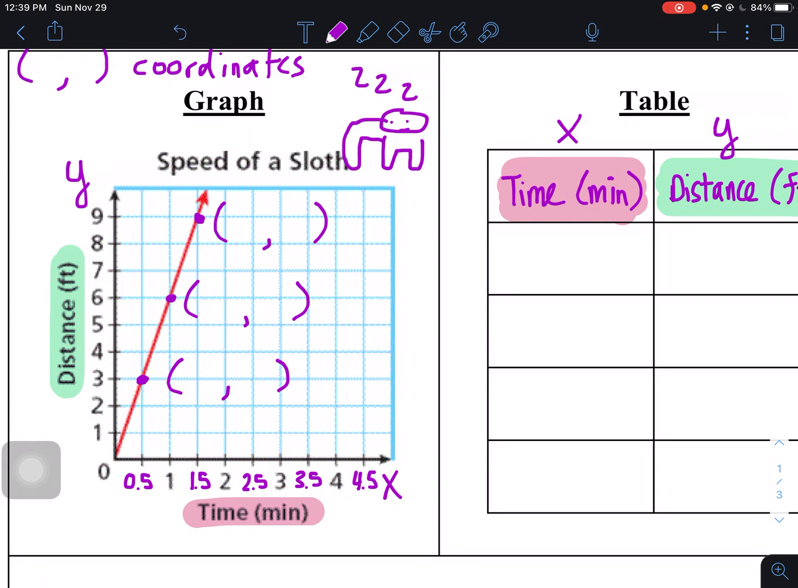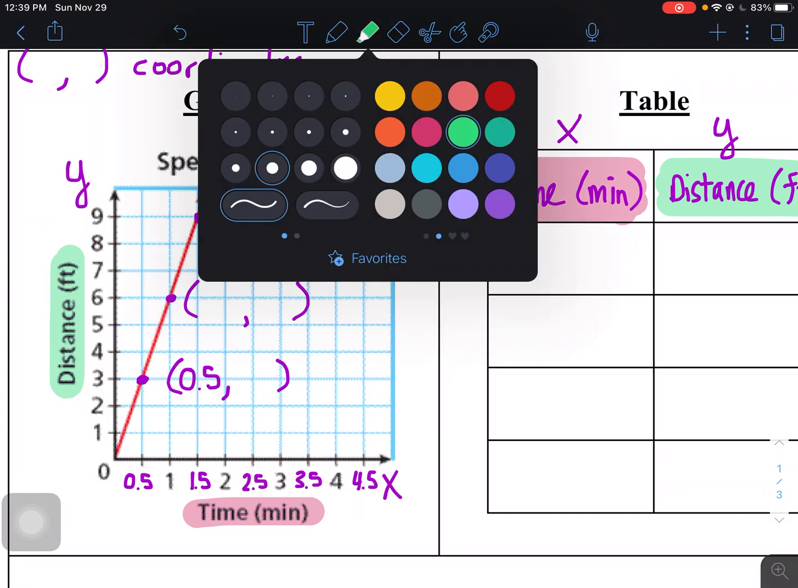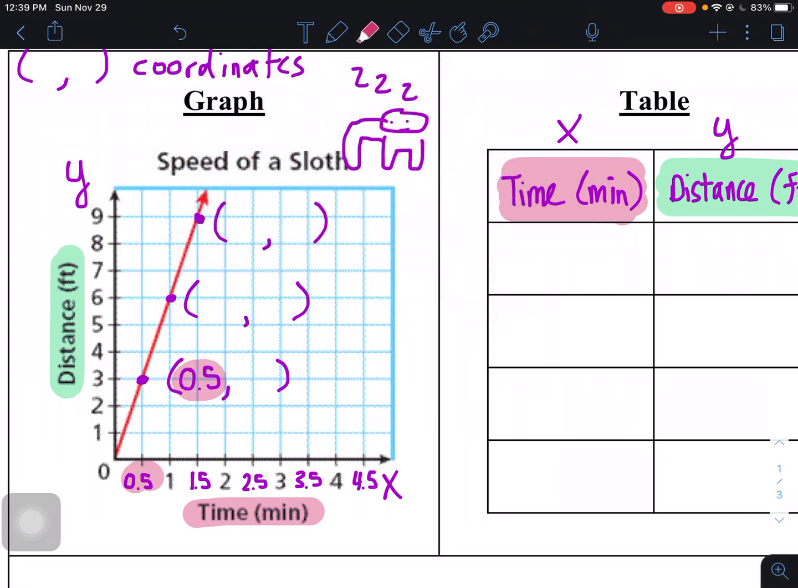All right, let's look at our first point here. So my time comes first, so I'm going to start at this point and go down till I get to this point, 0.5. So that means that my x value is 0.5. For my y value, I start at this point, but I go over. It looks like our point is at a height of 3. So my first point in my table is 0.5, 3.